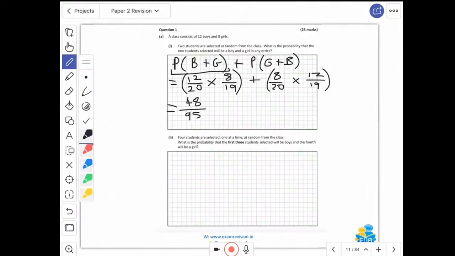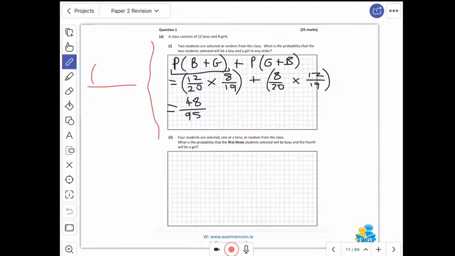You could say, okay, so I want to work out the probability of choosing a boy and girl in any order. So what you could do is say, okay, that's actually the same as saying 12 choose 1 for the boys multiplied by 8 choose 1 for the girls. And that's all over the chance of picking 2 from the 20, so it's going to be 20 choose 2. And if you put that into your calculator, 12 choose 1 times 8 choose 1 all over 20 choose 2, we should get the exact same answer, which is 48 over 95.